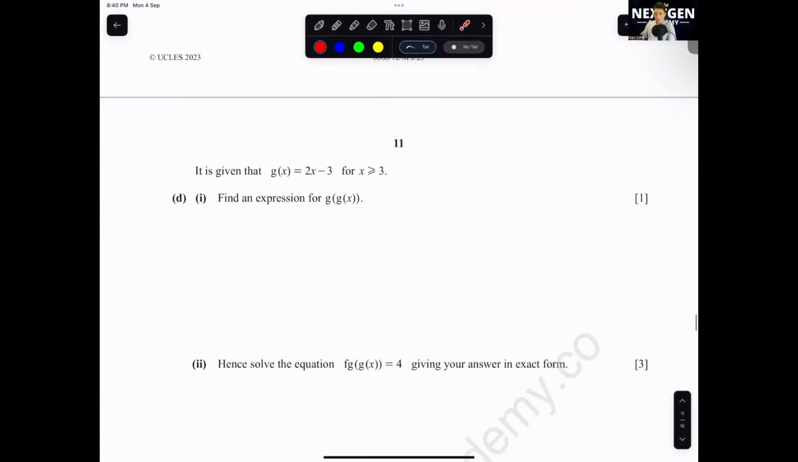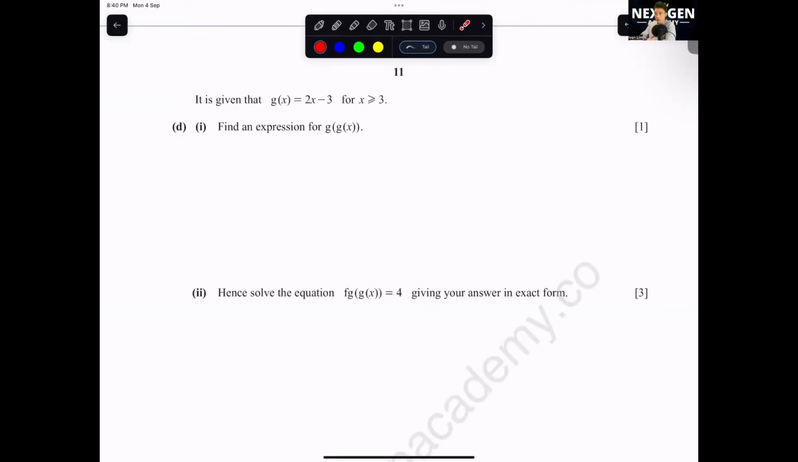Next one. Question D1. Find an expression of gg(x). It is just a composite function.